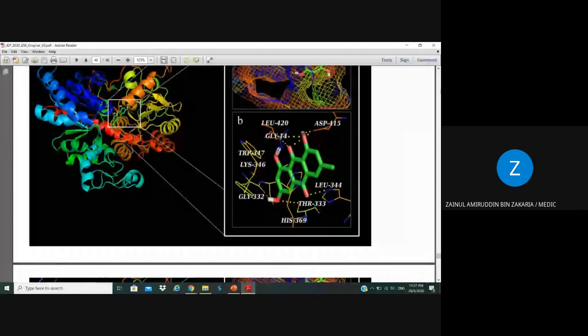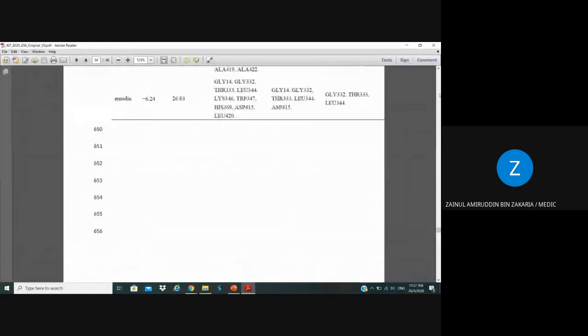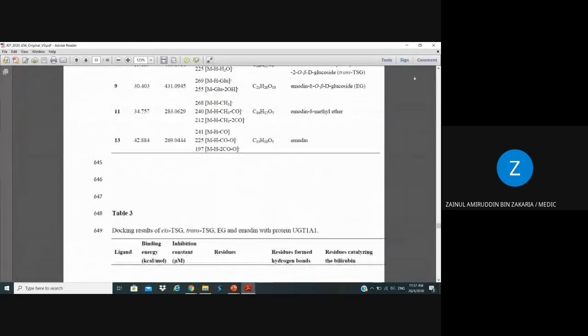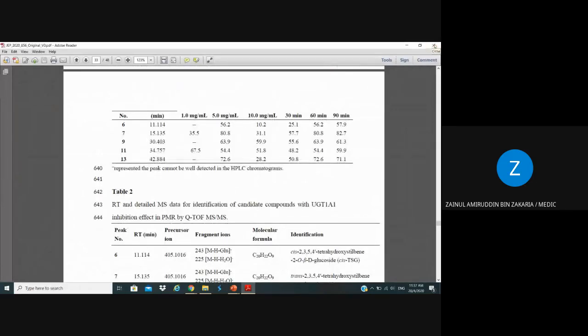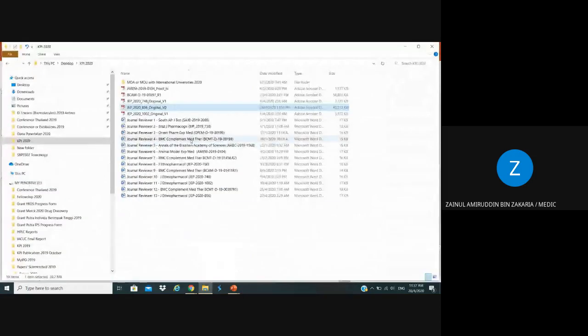So I reviewed this paper and I gave it a reject. I rejected this paper from publication because there are several other papers, almost similar papers.